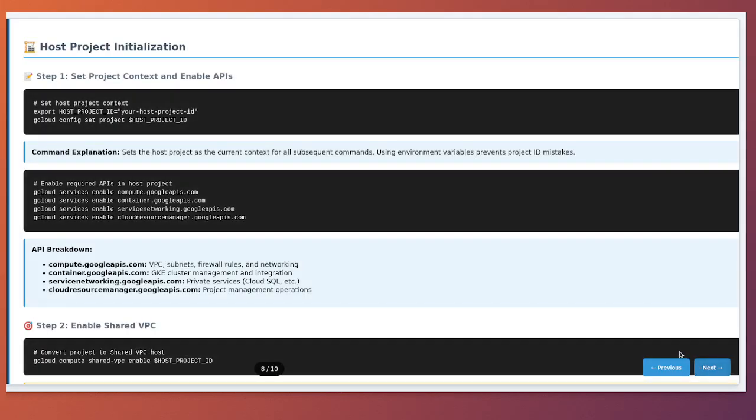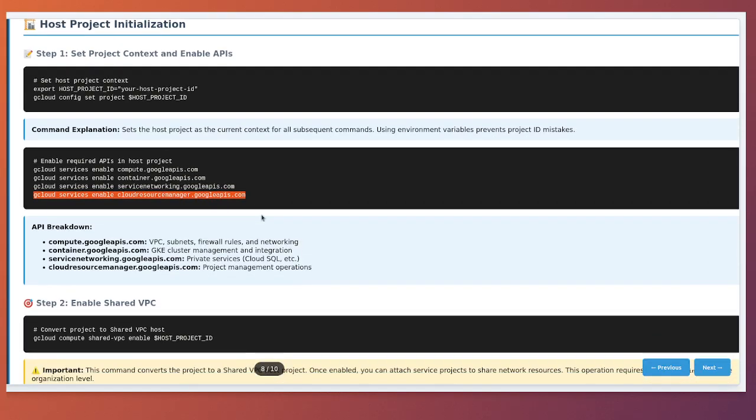Host project initialization. Now we will start the actual implementation by setting up the host project. This is where all the network infrastructure will live. The first step is enabling the necessary APIs. The Compute API provides VPC and networking capabilities. The Container API is needed for GKE integration. The Service Networking API enables private services like Cloud SQL with private IPs. The Resource Manager API allows project-level operations.